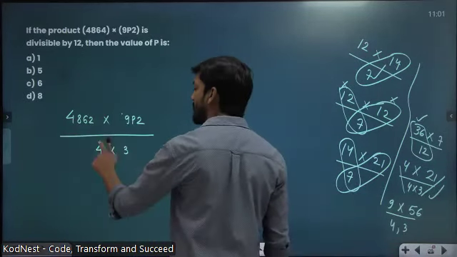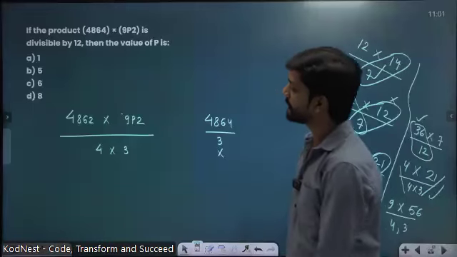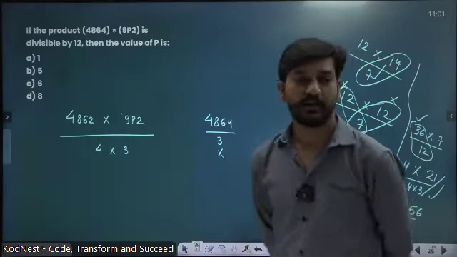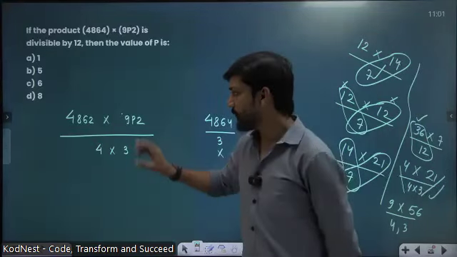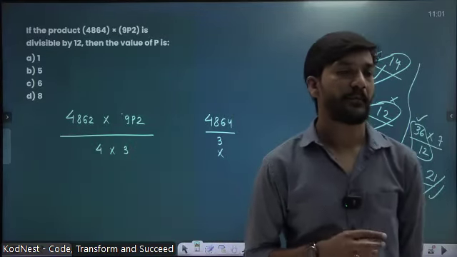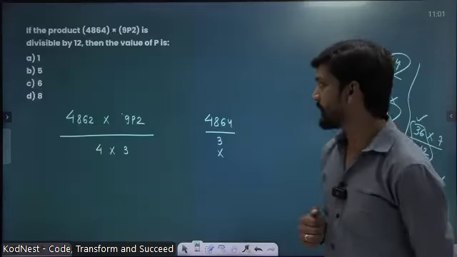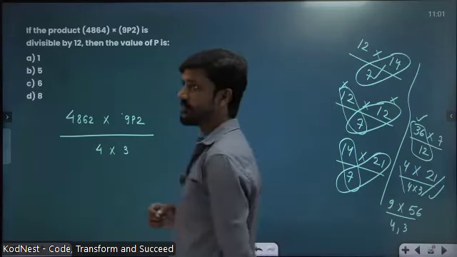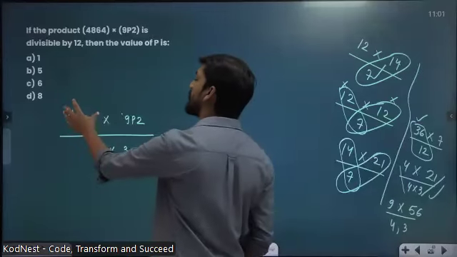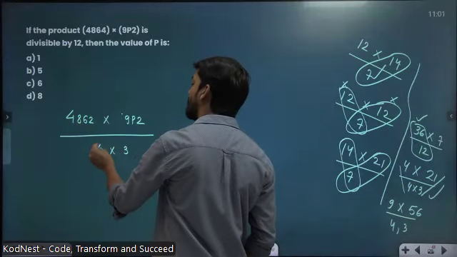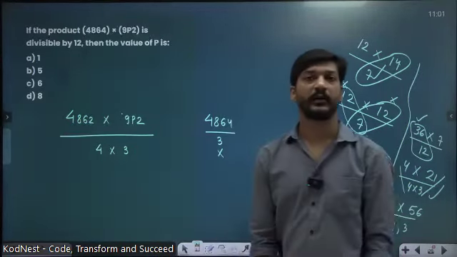Answer please. Is this divisible by 4? No. Is it divisible by 3? Please check. No. So my dear, this number is not divisible by 4, and not by 3 also.